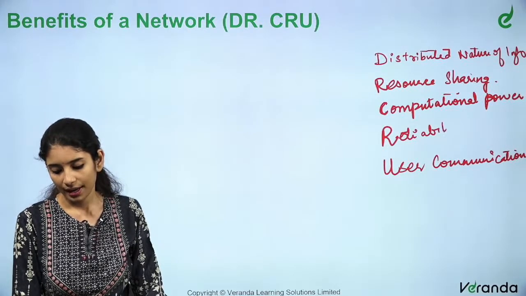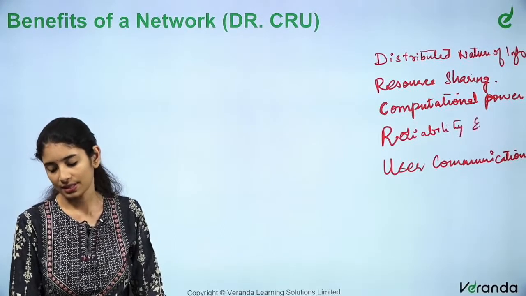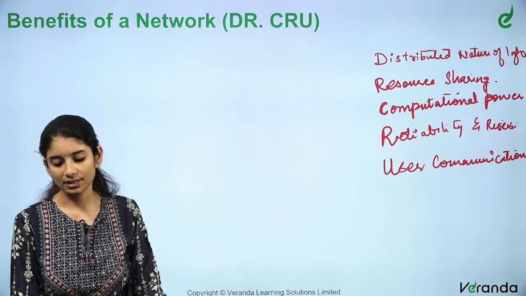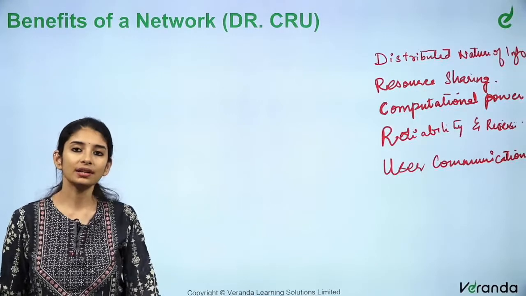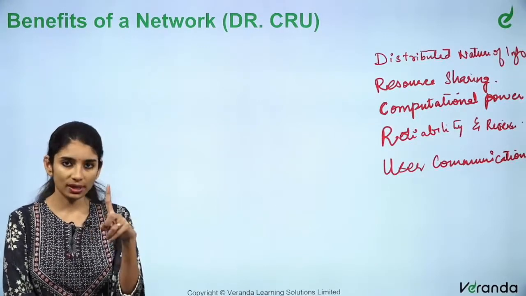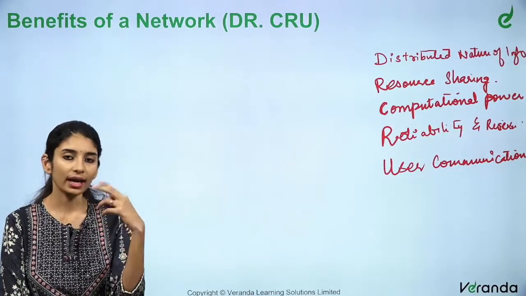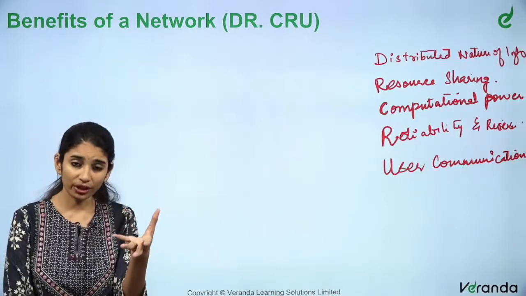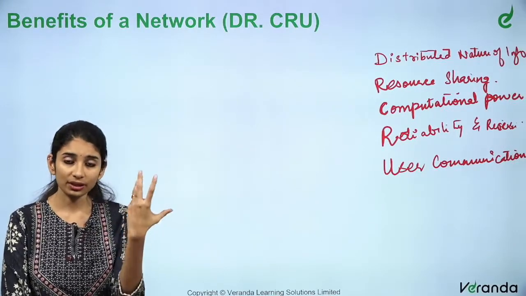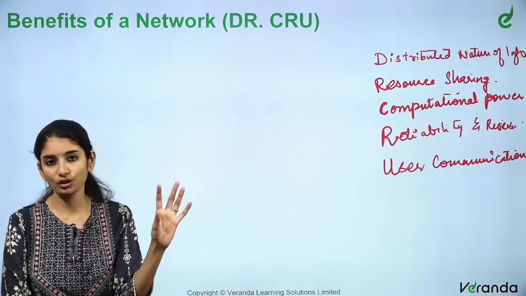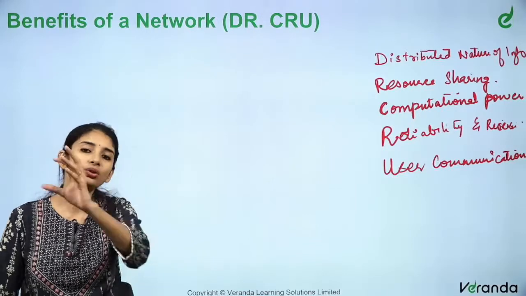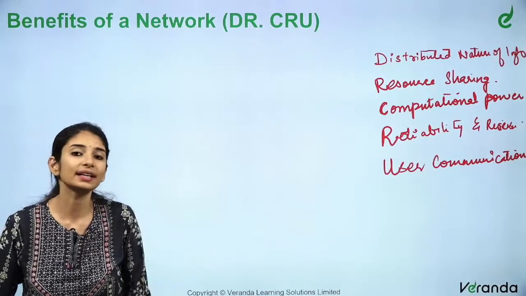Reliability and resiliency. R for reliability and resiliency. Reliability and resiliency means that even if there was only one system that we were working on, with individual people working on individual systems, then if my system gets spoiled, there's nothing I can do about it. The data that was there in my system will go for a toss. So in the case of a network, there are other nodes connected to the network, so my data is still safe.